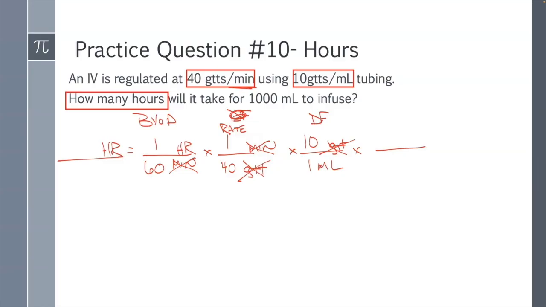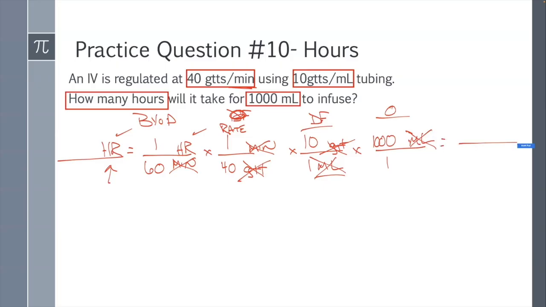But I don't need hours on the top and milliliters on the bottom. I just need hours on the top. So again, it's the milliliters I need to get rid of. And they tell us that it's going to take 1,000 milliliters. That's how many milliliters we have to infuse. What my doctor wants my patient to get is 1,000 milliliters. So we know that's my 1 dose. They didn't ask me for hours per dose. They just simply asked me for hours. So it's going to cancel out my milliliters, and all I'm left with are my hours.